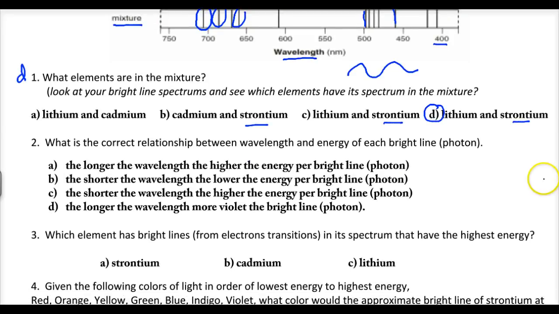What is the correct relationship between wavelength of energy and each bright line? Well, the longer the wavelength, the lower the energy. So A doesn't work out. Shorter the wavelength, the lower the energy? No. When the wavelength is smaller, that means they're happening a lot more per second. It takes a lot more energy to do that. So the different colors are based upon different sizes of wavelengths. So B is the answer.